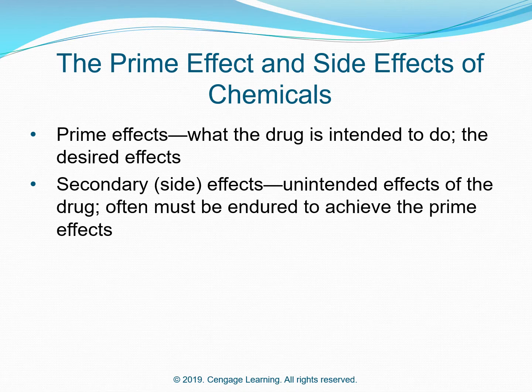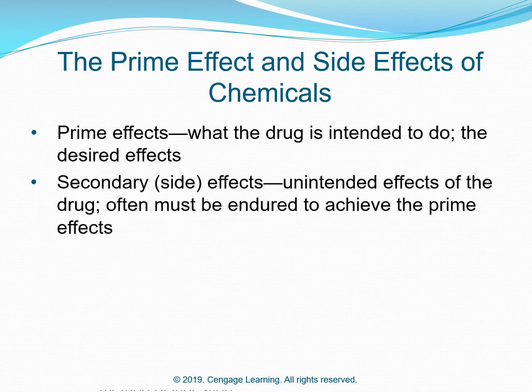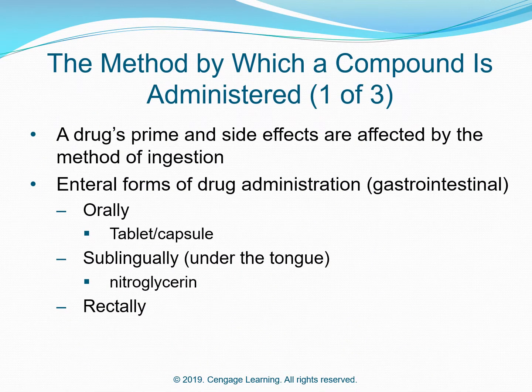Prime effects: what the drug is intended to do, the desired effects. Secondary side effects: unintended effects of the drug, often must be endured to achieve the prime effects. The method by which a compound is administered, one of three. A drug's prime and side effects are affected by the method of ingestion.